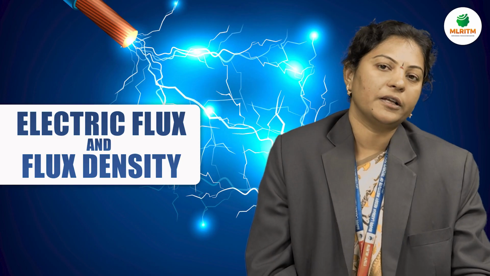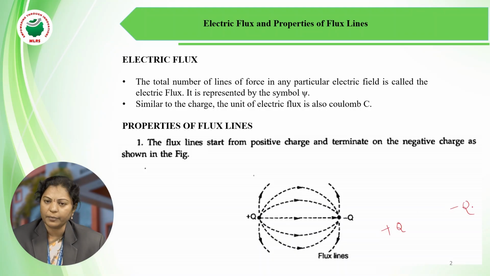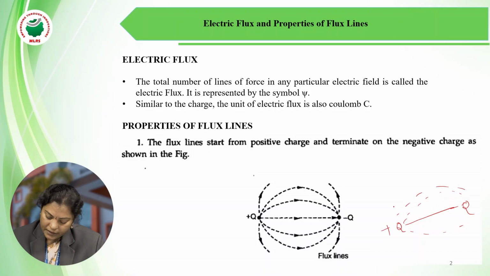First of all, what is electric flux? Here we are assuming two charges, positive and negative, plus Q and minus Q. If charges are present, there is a force of attraction or repulsion. If both charges are positive, then there is a repulsive force, and if the two charges are different, then there is a force of attraction. These force lines exist from plus Q to minus Q. These force lines are nothing but electric flux lines.